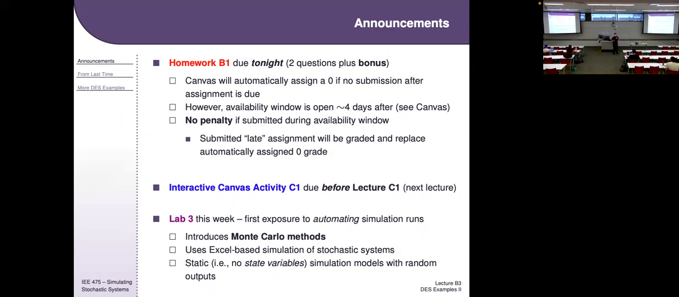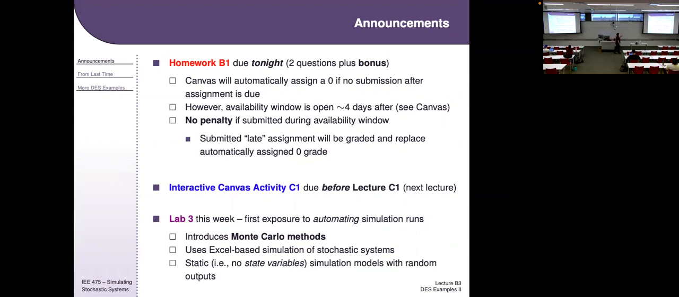If it's not turned in tonight, Canvas automatically assigns a 0 to it, but there is this grace period that I have on homework assignments, generally about 4 days after. So what that basically means is if you don't turn it in tonight, it's no big deal. Canvas will give you a 0, but then if you submit it in the next 4 days while the availability window's open, then that'll get submitted with no penalty. When it gets graded, that'll replace the 0. In fact, I think when you submit it, it probably gets rid of the 0.